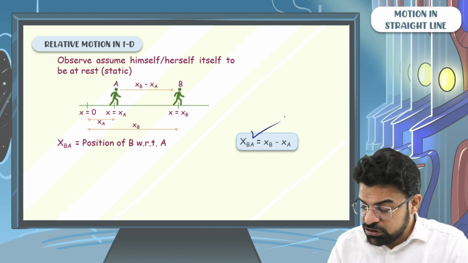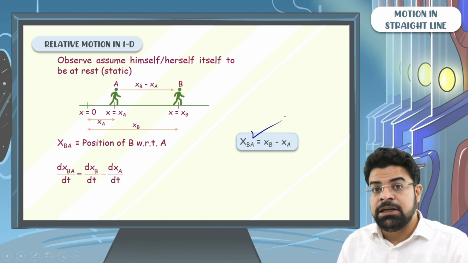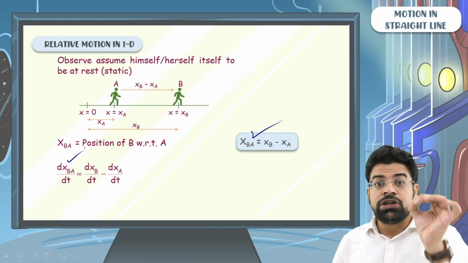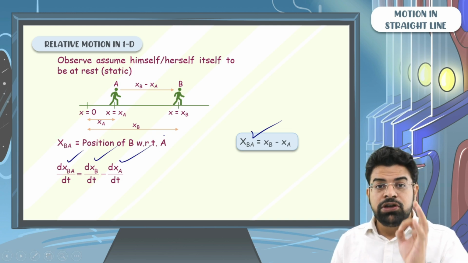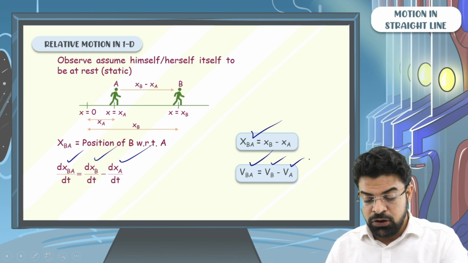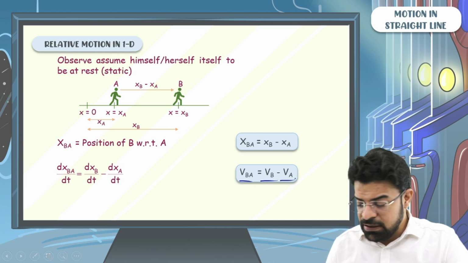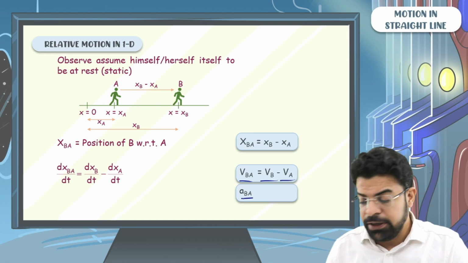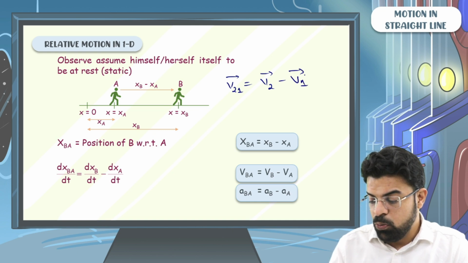So if I differentiate each term, what I get is dxba by dt equals to dxb by dt minus dxa by dt. This term represents the velocity of B with respect to A, this term represents velocity of B, and this term represents the velocity of A. So we can say velocity of B with respect to A equals to velocity of B minus velocity of A. If I differentiate each term again with respect to time, now I will get the acceleration of B with respect to A equals to acceleration of B minus acceleration of A. So remember that velocity of 2 with respect to 1 equals to velocity of 2 minus velocity of 1.